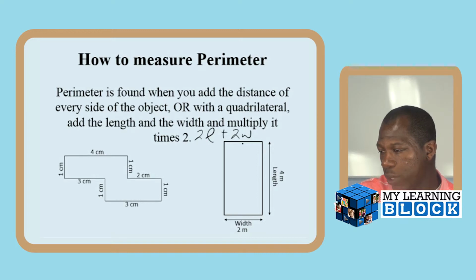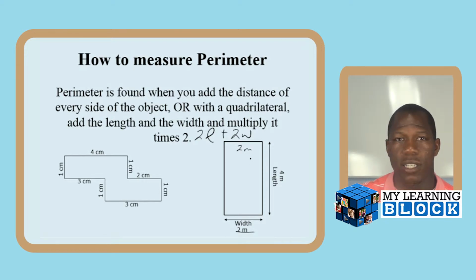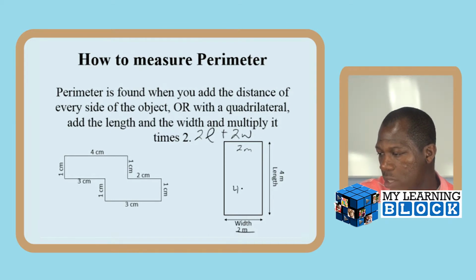So there are two widths in this shape. We have the width is 2 meters. So the width up here would be 2 meters as well. So basically we just took those steps and put it together. 2 times 2 equals 4. And then we took the length, which is 4 meters here, and it would also be 4 meters here. And that would equal 8, and then 4 plus 8 would equal 12 meters, the perimeter of this object.